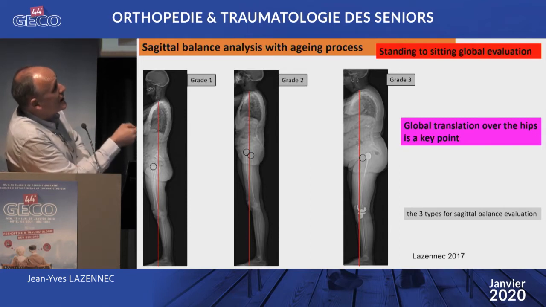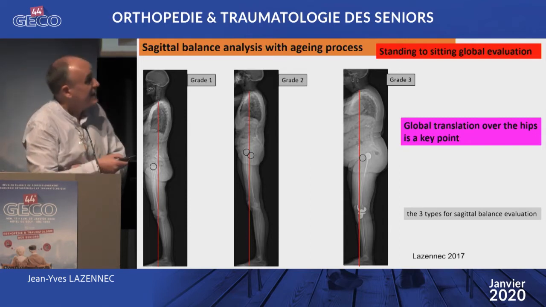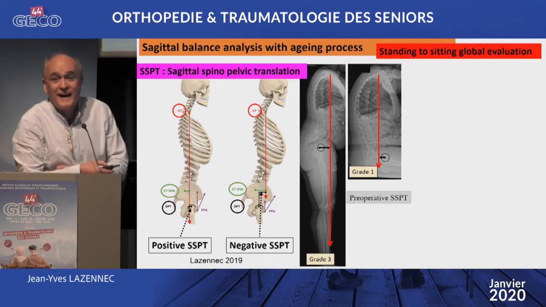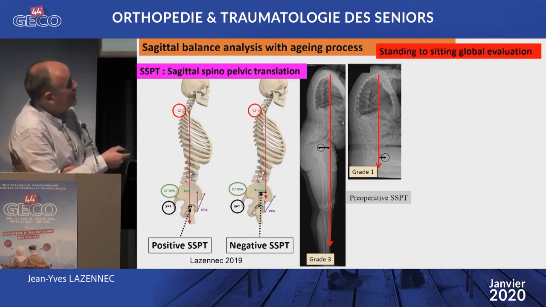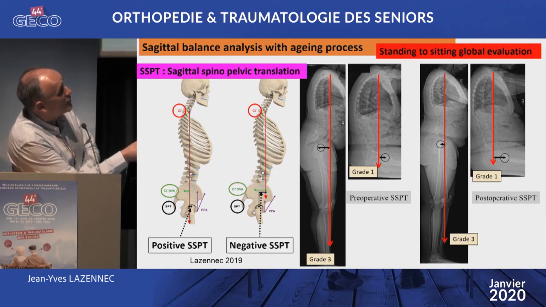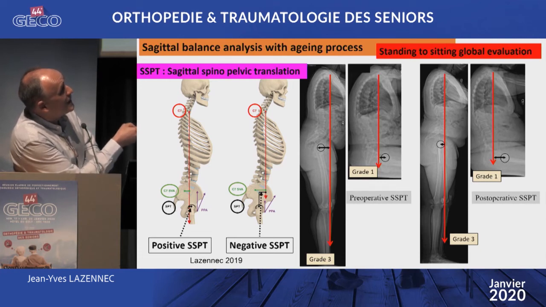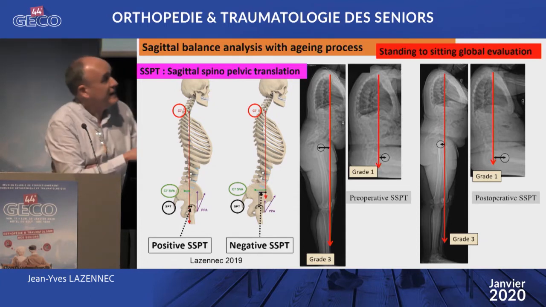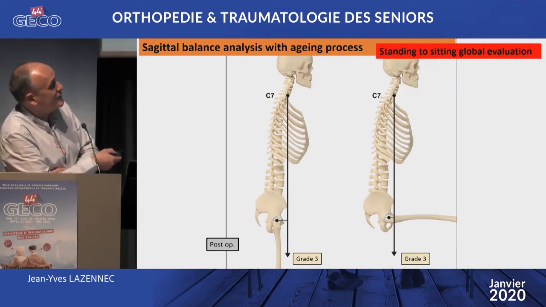Others where it's right in the middle of the hip, while for the others it is anterior. And here is this patient, pre-op, post-op. You see that the sagittal balance was improved. The gravity line is here, very interestingly, when he's seated.